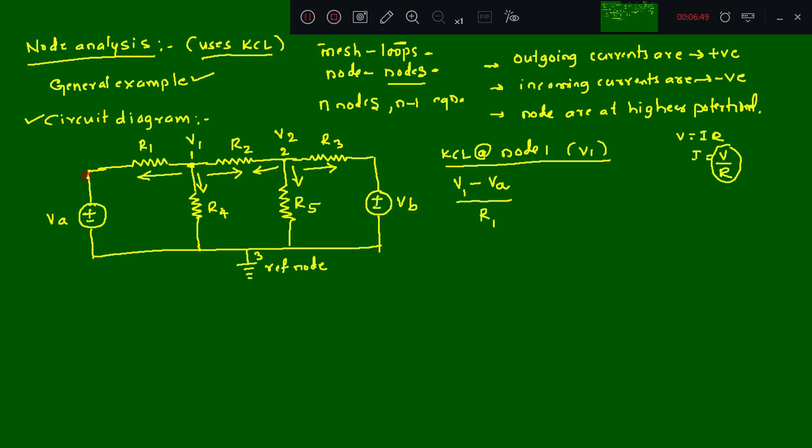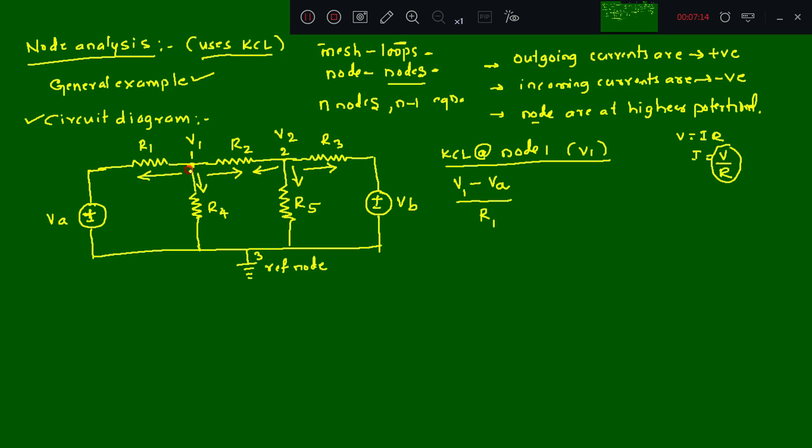In this path, the difference in the voltage is given as, assuming that V1 is at a higher potential. So we have taken the nodes to be at higher potential. So you should write minus, because here it is a plus sign. Therefore V1 minus VA. In this path, which is the resistance? R1. So this is the outgoing current, therefore plus.